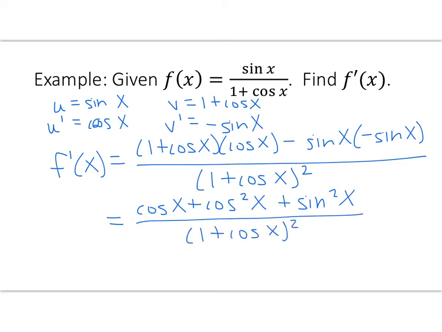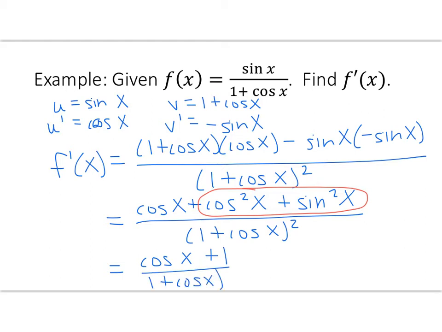And then I say, oh, wait a minute. Cosine squared x and sine squared x, that's another one of those identities we're supposed to know. That's the Pythagorean identity, and that's just equal to 1. So I have cosine x plus 1 over 1 plus cosine x squared. And so this simplifies because cosine x plus 1 over 1 plus cosine x is just equal to 1. So I have 1 over 1 plus cosine x. So here is my derivative.